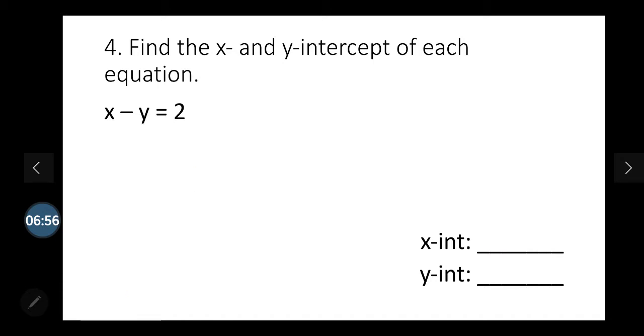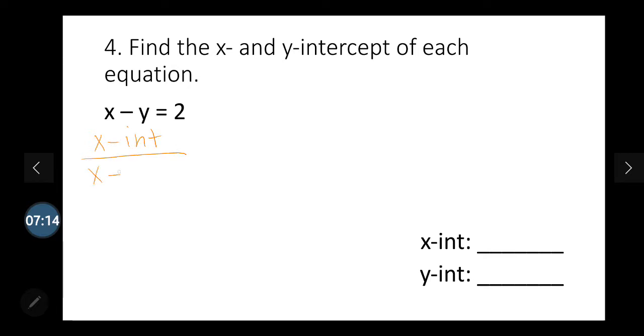Let's work number 4 together. Some of these will be in standard form. That's okay. We're still going to plug in 0 for y when we want the x-intercept. And when you want the y-intercept, we're going to plug in 0 for x. Okay? So let's begin by looking at the x-intercept.